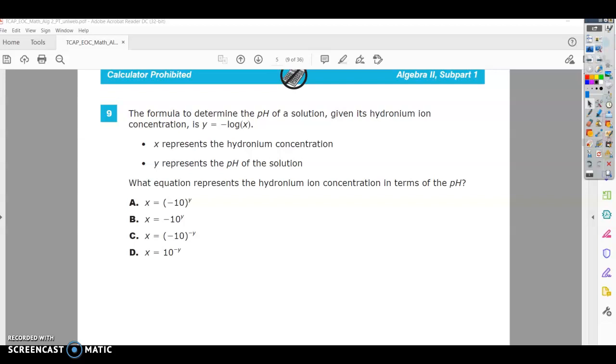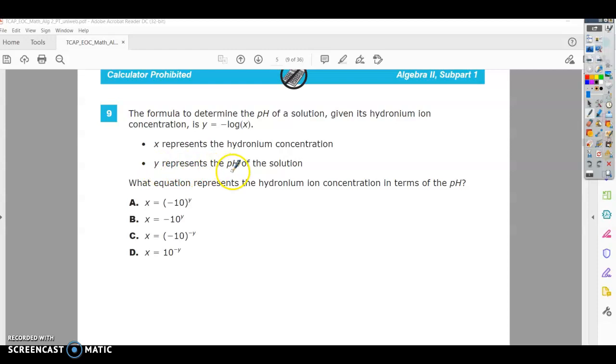All right, this is number 9 on the Algebra 2 practice test. So the question says the formula to determine the pH of a solution given its hydronium ion concentration is y equals negative log of x. X represents the hydronium concentration, y represents the pH of the solution. What equation represents the hydronium ion concentration in terms of pH?